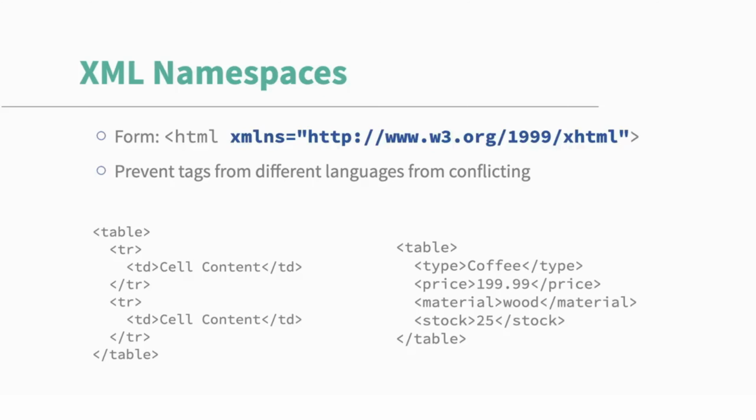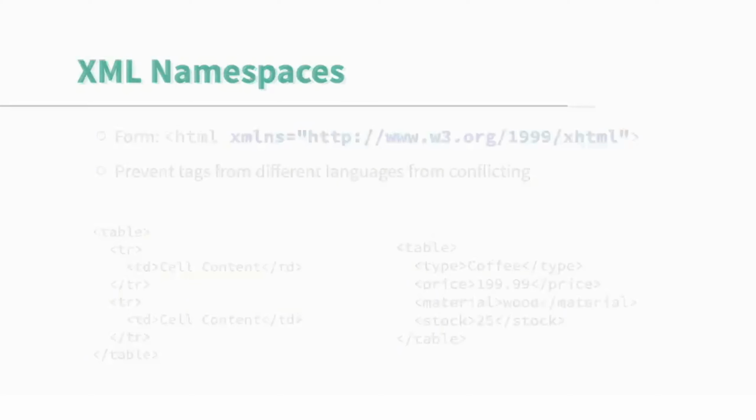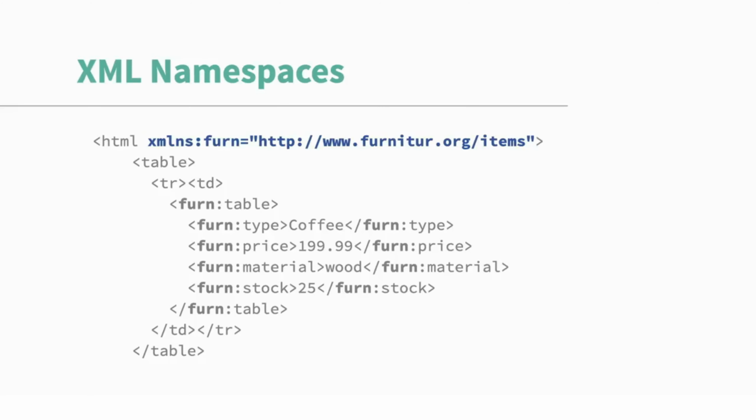The browser's going to look at the furniture table tag and say, wait, what's this? What's a type? What's a price? I've never seen this before. So if we want to take the XML data from the furniture table and include it in my HTML file, I need a way to make sure that the two table tags don't collide with each other. And this is where XML namespaces come in.